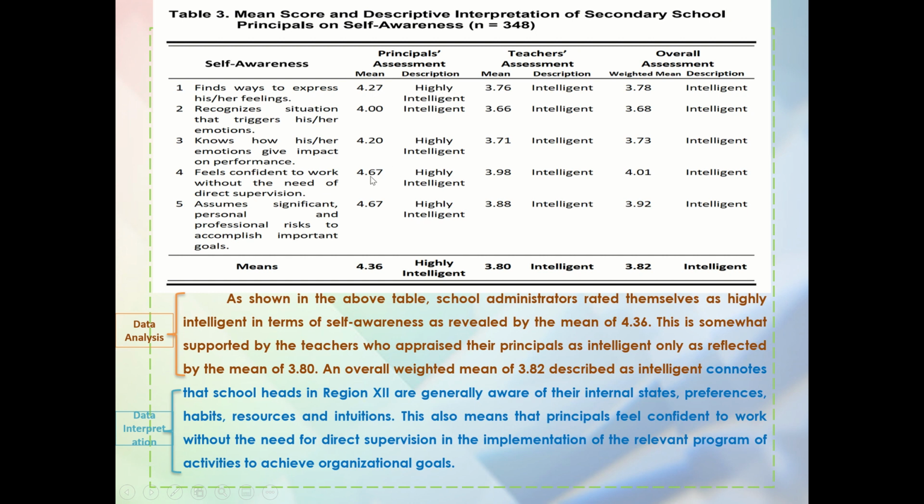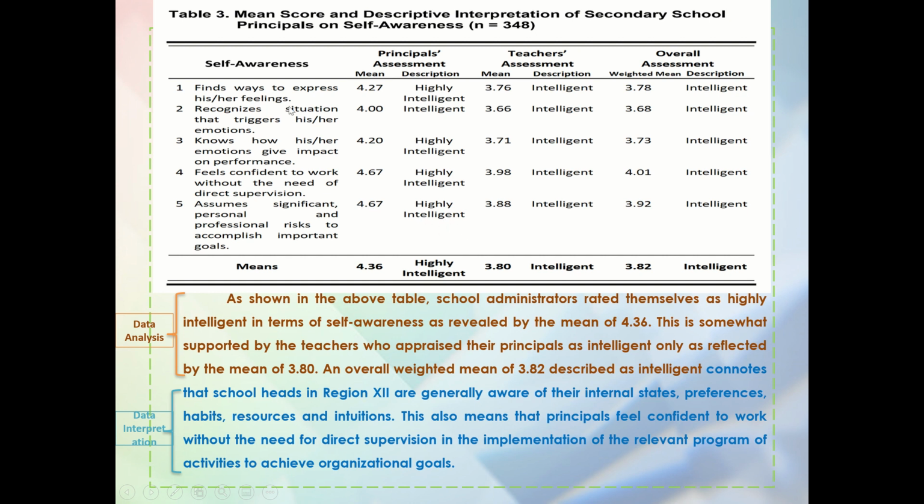Ay, ito pala yung highest, sorry. Dalawa pala yung highest, 4.67. Okay, so pwede nyo ipakita kung ano yung highest. So again, pwede nyo sabihin dito, under the self-awareness, the statements that got the highest score is feels confident to work without the need of direct supervision with a mean of 4.67 and interpreted as highly intelligent. This is also the same for the statement assume significant personal and professional risk to accomplish important goals with a mean of 4.67 and interpreted as highly intelligent.